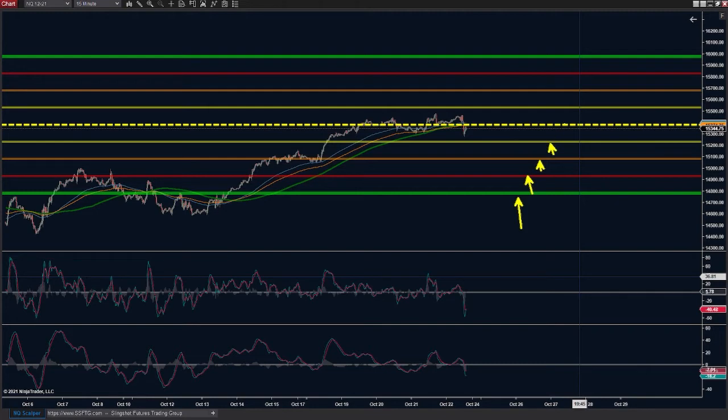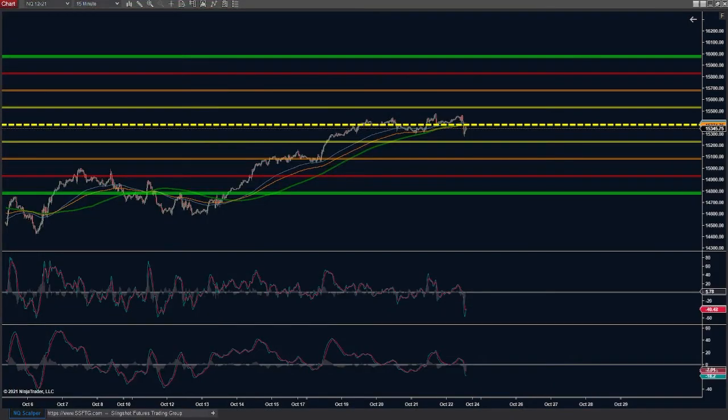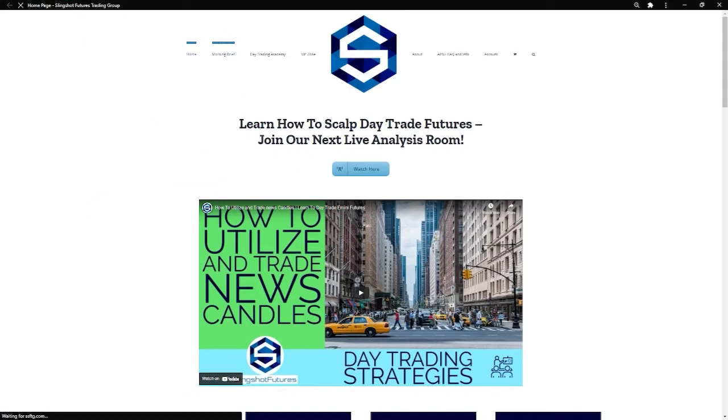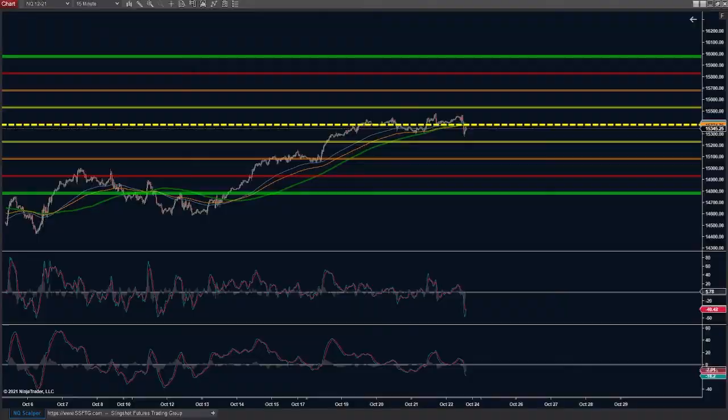So what these levels are, just so that we're on the same page, are what we post every single morning over on SSFTG. If you go into the morning brief on the top, you will see those posted every single morning, which goes over all of the major ones, and they're updated daily. So what are these? What the heck are we looking at here?